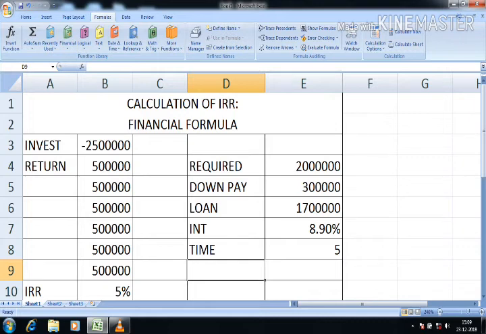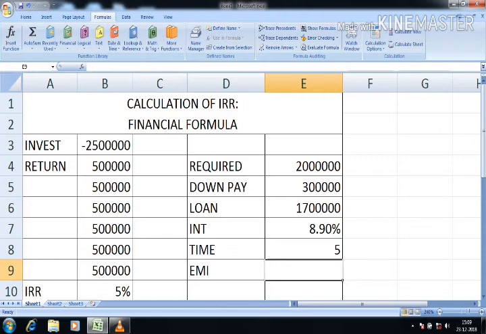Now I have to calculate the EMI. How to calculate EMI? The formula is equal to... two ways we can do it. First I will directly write down the formula. If you can't remember, then from the formulas financial option you can choose it. But first I am choosing equal to PMT.